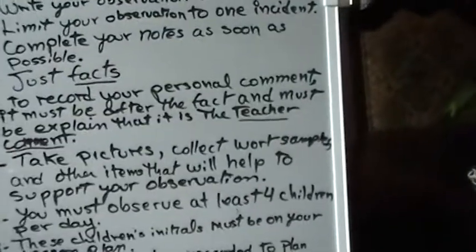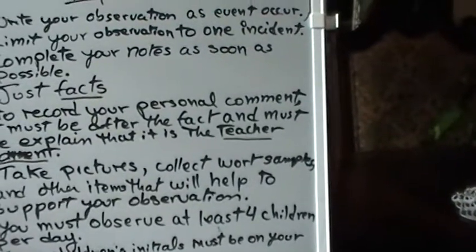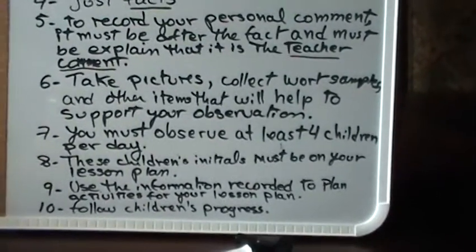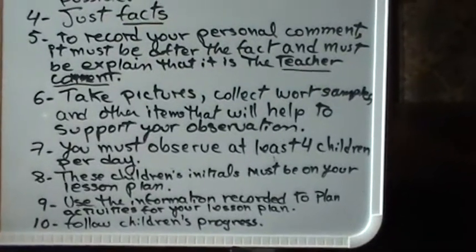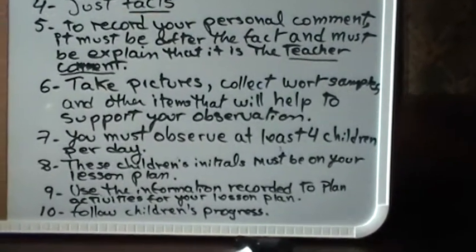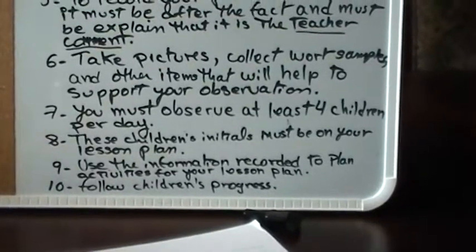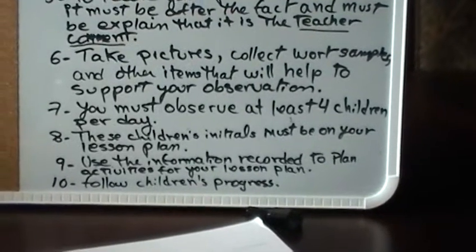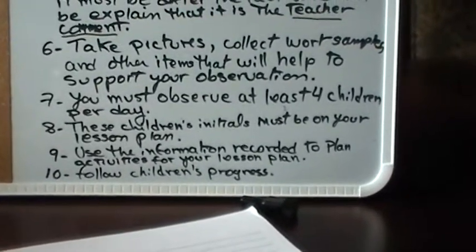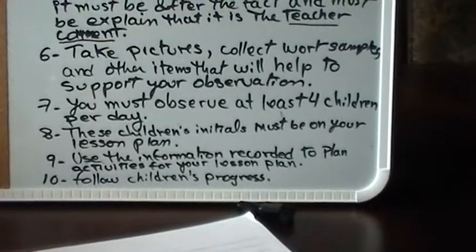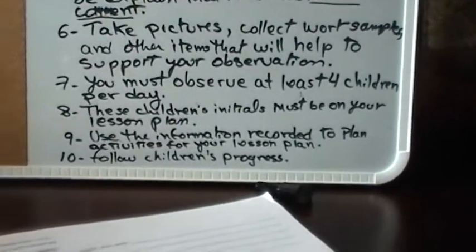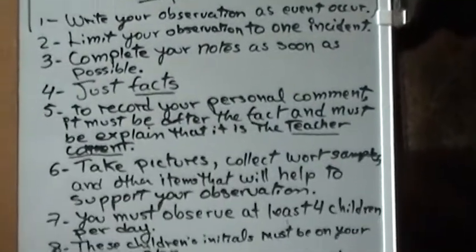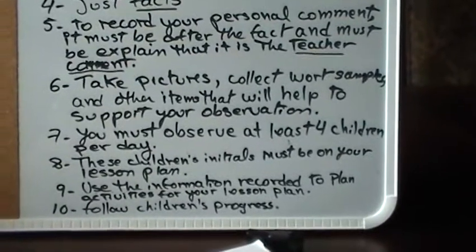Number 6, take pictures, collect work samples, and other items that will help to support your observation. Number 7, you must observe at least 4 children per day. Number 8, these children's initials must be on your lesson plan. Number 9, use the information recorded to plan activities for your lesson plan. Number 10, follow children's progress. And at the end, what we're going to do with the information that you are collecting is to work on our TS goal.